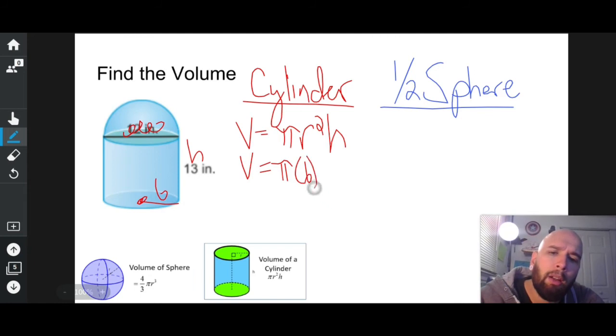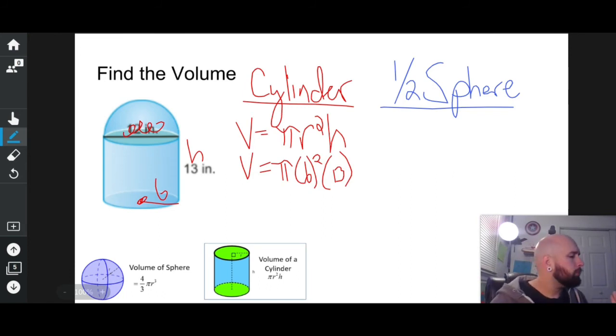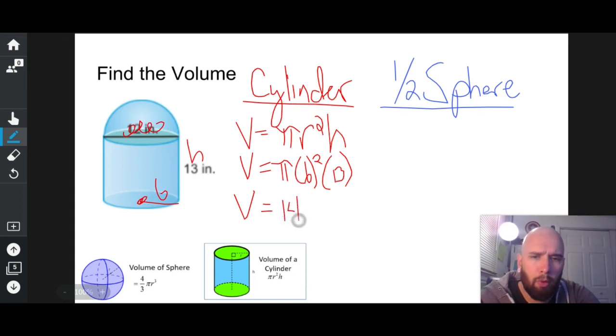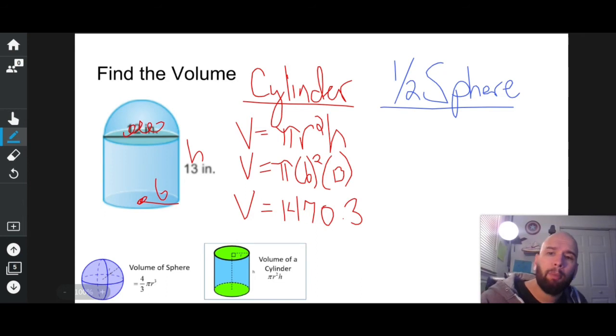So my cylinder is pi 6 squared, 13. Let's use our friend. What is pi times 6 squared times 13? The answer is approximately 1470.27, so we'll say 1,470.3 inches cubed. We'll worry about that at the end.